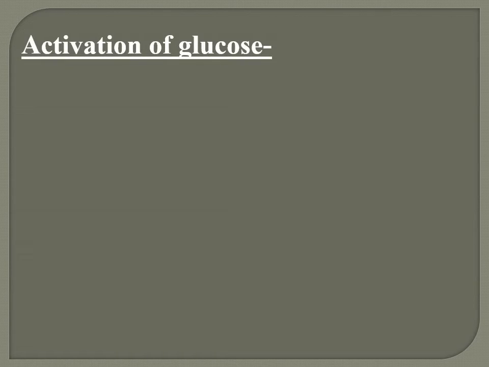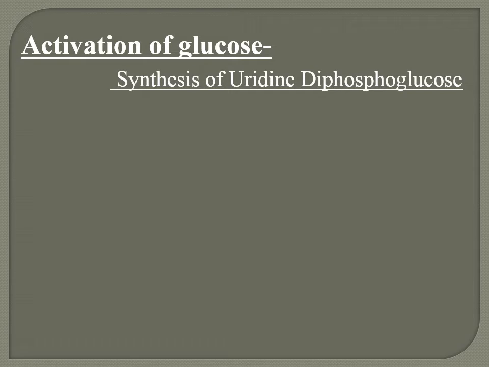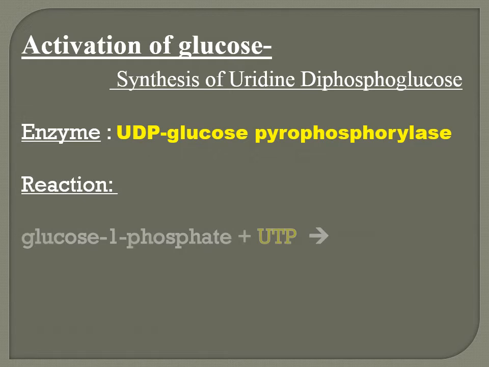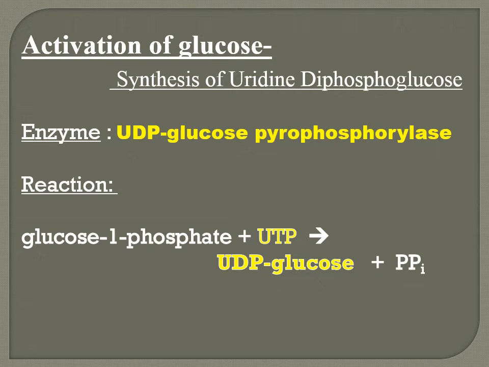The next step in the glycogenesis is activation of glucose, where the synthesis of uridine diphosphoglucose or UDP-glucose takes place, catalyzed by the enzyme UDP-Glucose Pyrophosphorylase. This reaction is actually a committed step of this pathway and is an irreversible step. This is because here the glucose is activated using a high energy nucleotide UTP, forming UDP-glucose.